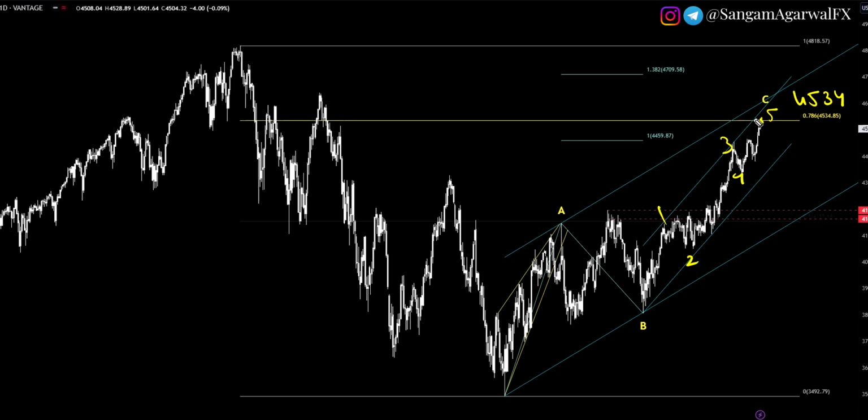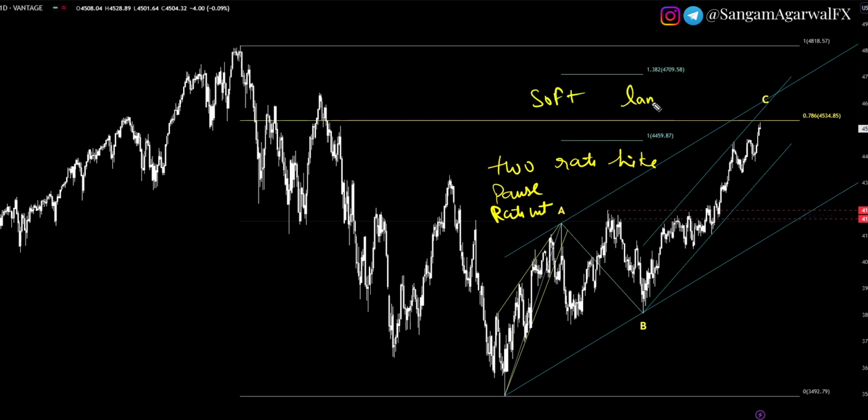If market shows rejection in 2 weeks, then it can come down and at least it can retest this lower trend line. And as long as Fed is predicting rate hike, in last FOMC meeting he said 2 more rate hikes. So rate hike means economy is strong, soft landing. But if he says no rate hike, that means pause. Or if he starts talking about rate cuts, that means your soft landing is turning into hard landing.